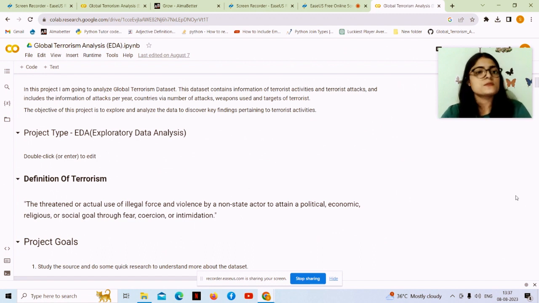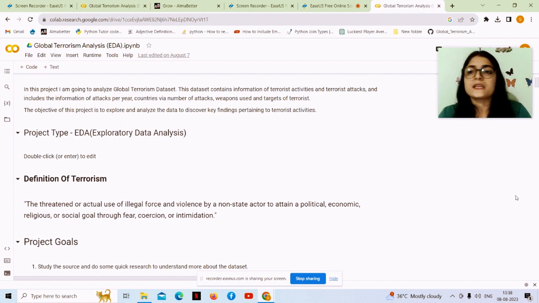The problem statement in this project: I'm going to analyze the global terrorism dataset. This dataset contains information on terrorist activities and terrorist attacks, and includes attacks per year, countries by number of attacks, weapons used, and targets of terrorists. The objective of this project is to explore and analyze the data to discover key findings pertaining to terrorist activities. The project type, as I already told you, is EDA, that is exploratory data analysis.